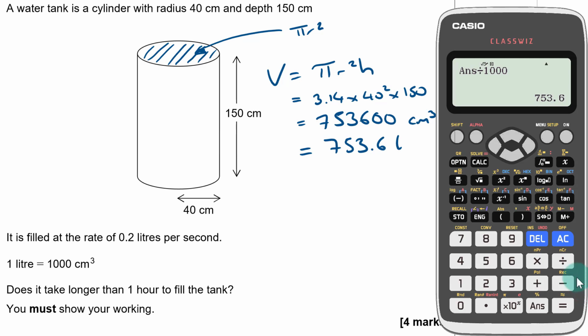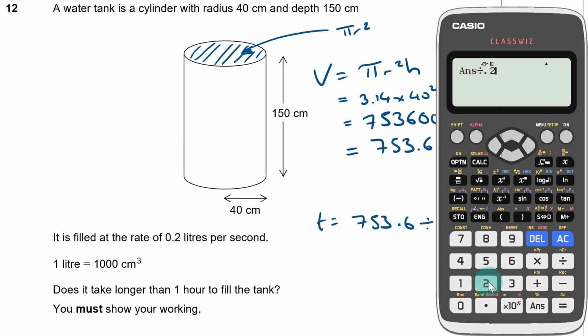So taking time is equal to 753.6 divided by 0.2. And that equals 3,768 seconds. 3,768 seconds. Now, this question is asking about time in hours.